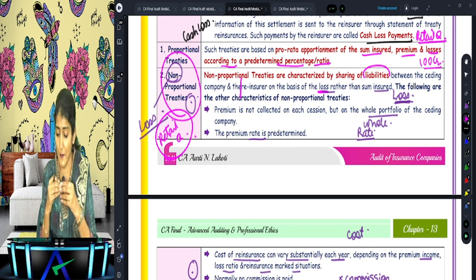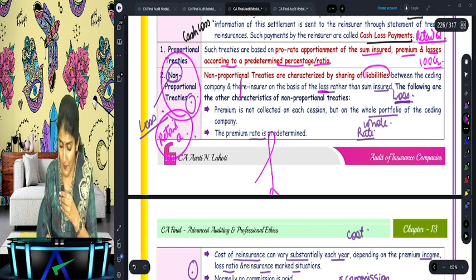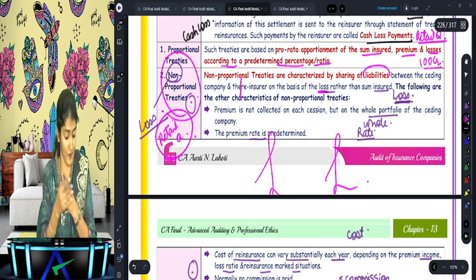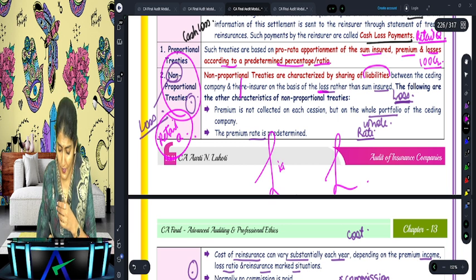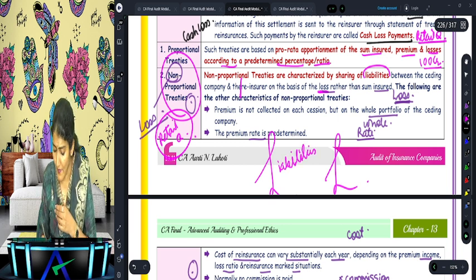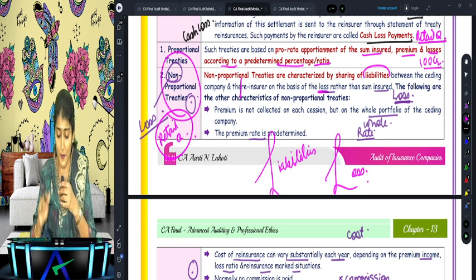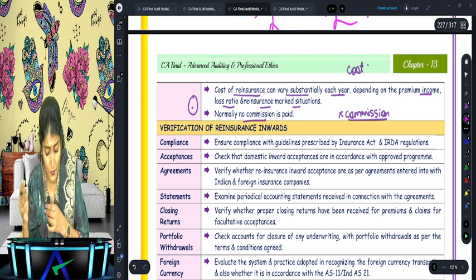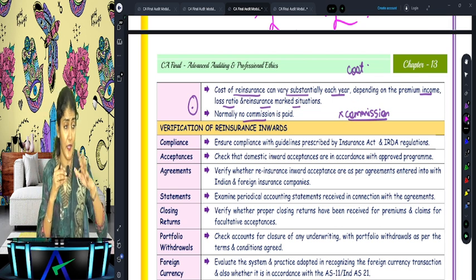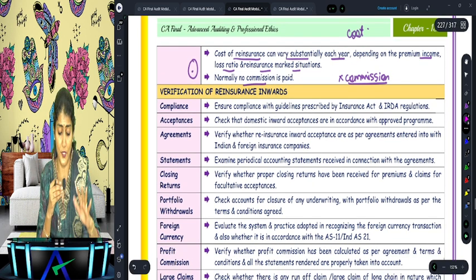So here it is based on the sharing of the liabilities, it is based on the loss, and is characterized by the sharing of the liabilities. It is based on the loss rather than the sum insured. Then it is on the whole portfolio. The premium rate is predetermined. Cost of reinsurance can substantially vary each year, and generally no commission is paid.